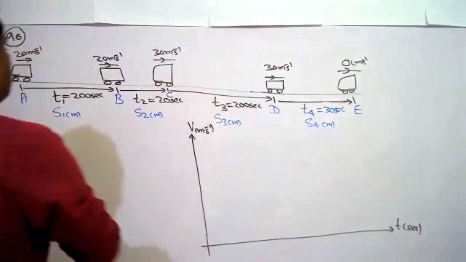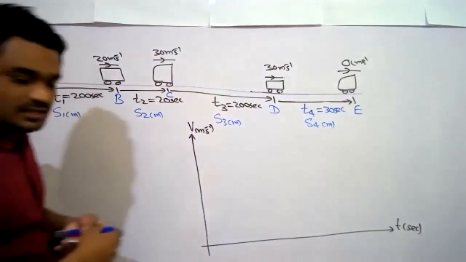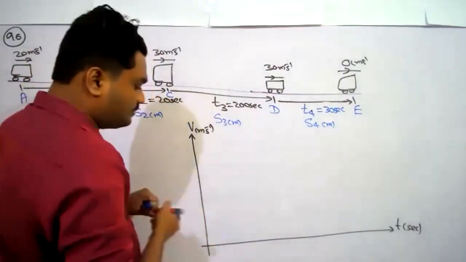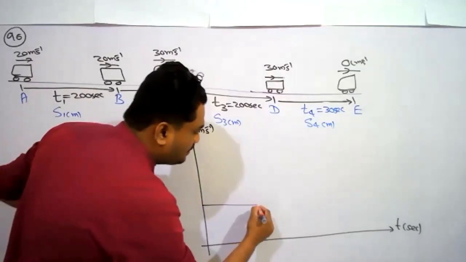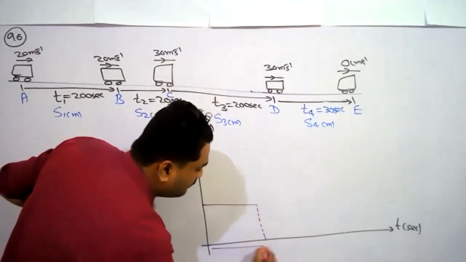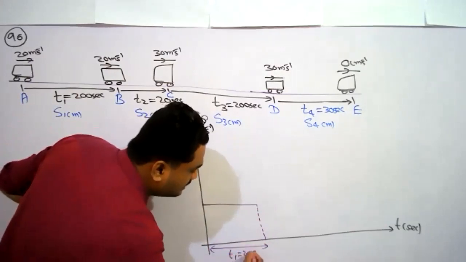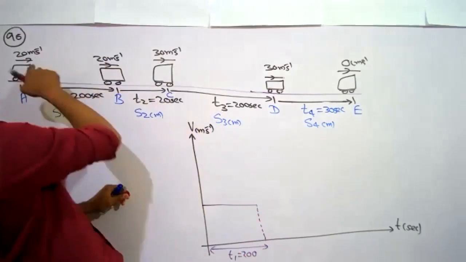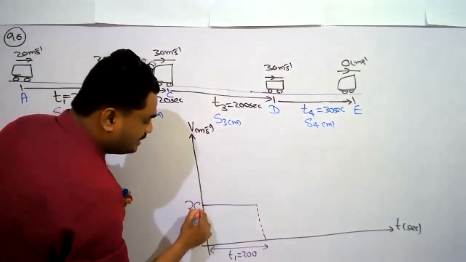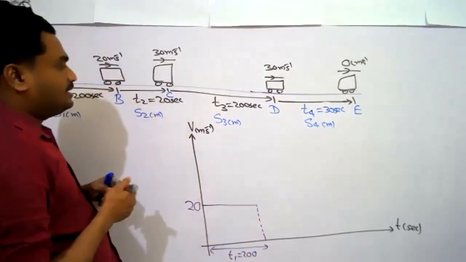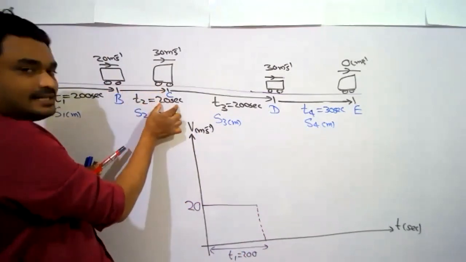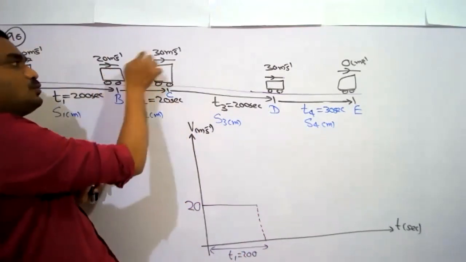So during the first 200 seconds, velocity is constant. So this is how we represent it. During the first 200 seconds, velocity is 20 meters per second. It is constant. During the next 20 seconds, velocity increases from 20 to 30.